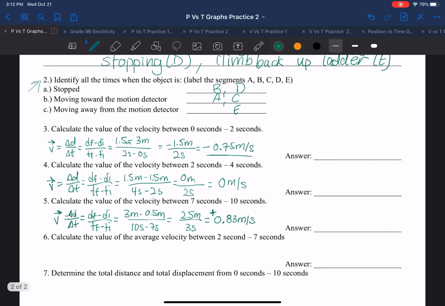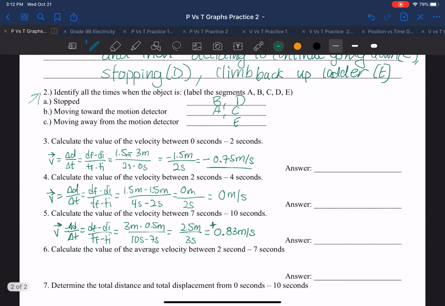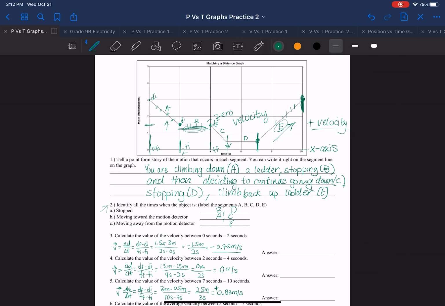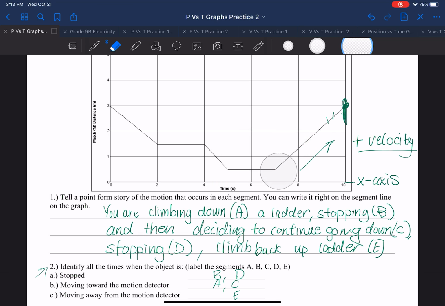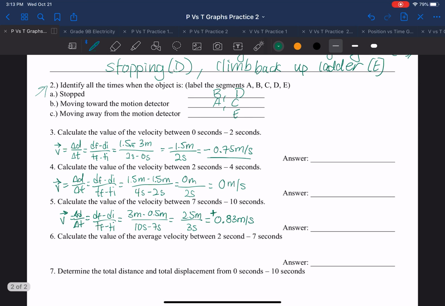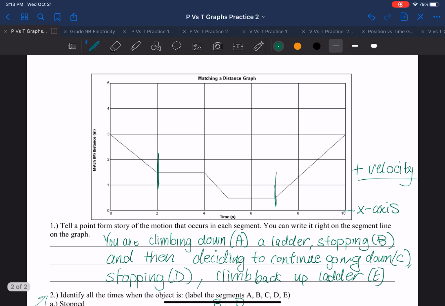Let's answer this next question. Calculate the value of the average velocity between 2 seconds and 7 seconds. So let's look at our graph here. Let's erase some of these random things I wrote on the graph so we can clear it up. We're going to look from 2 to 7 seconds, so around here. We are going to calculate the average velocity when you put a 0 velocity, a slope, and a 0 velocity together.